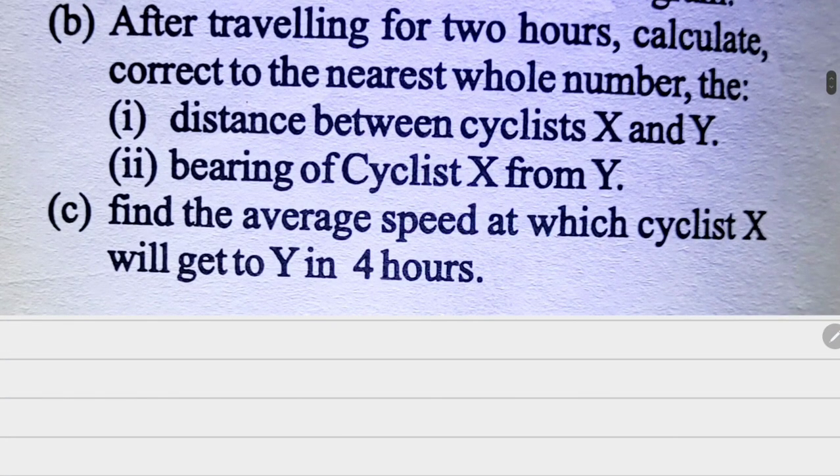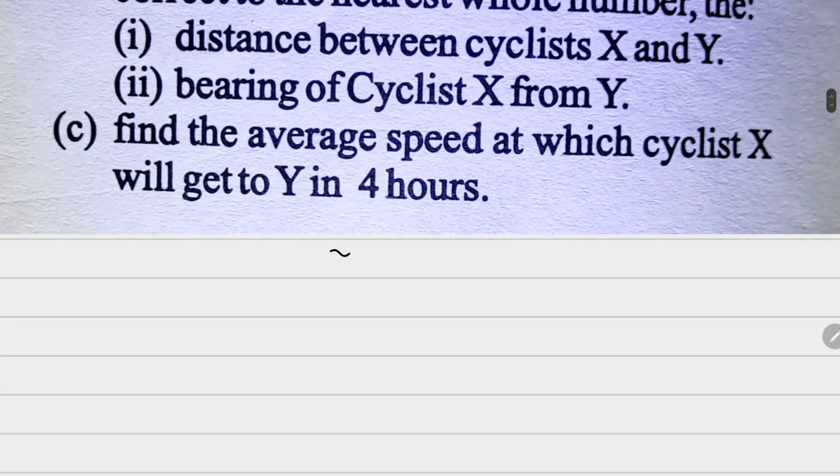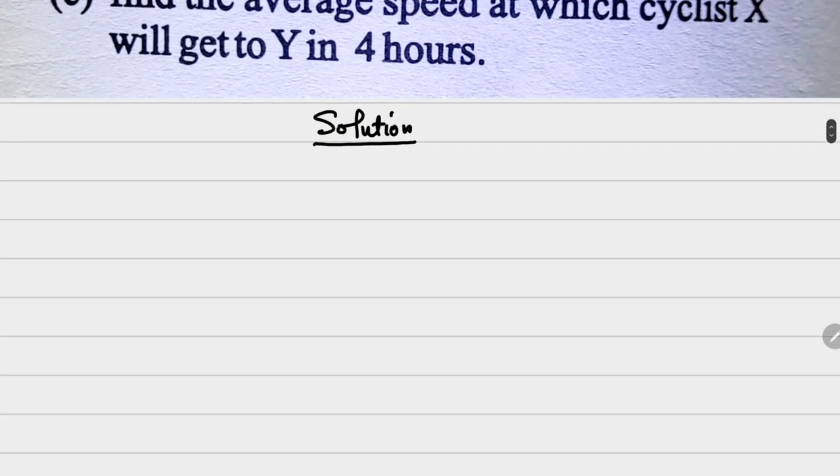Let's go to sketching a diagram. Solution. Now, as we all know, they left the same town Q. So let's have this point as our town Q, and this must have the four cardinal points, that is the north, south, east, west. Okay, so this is the north.